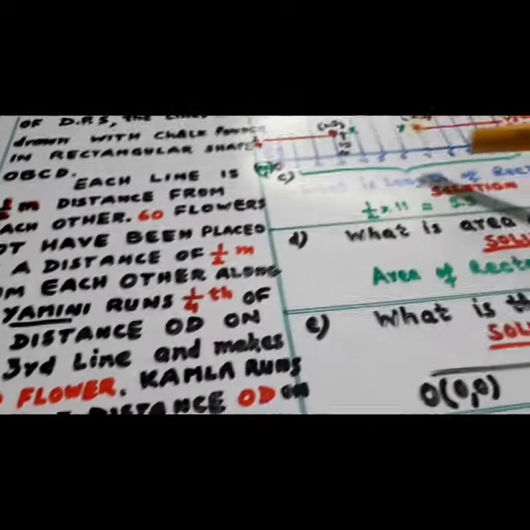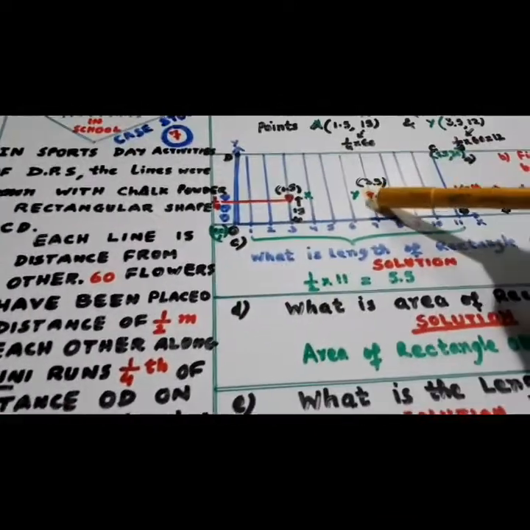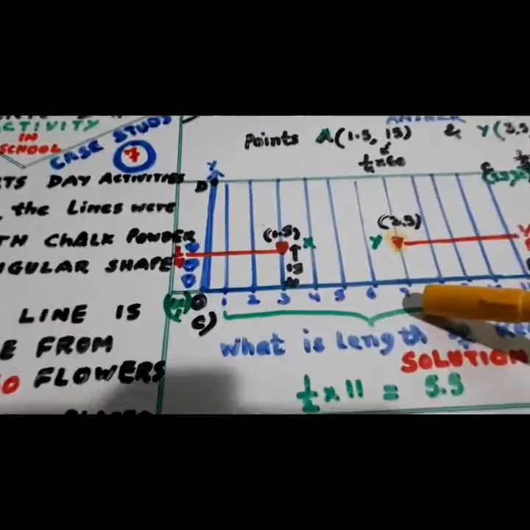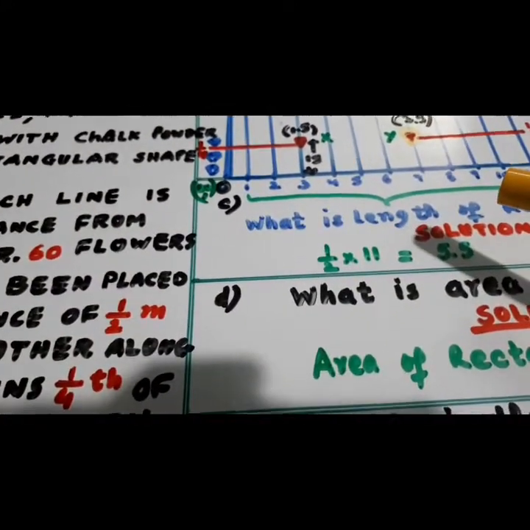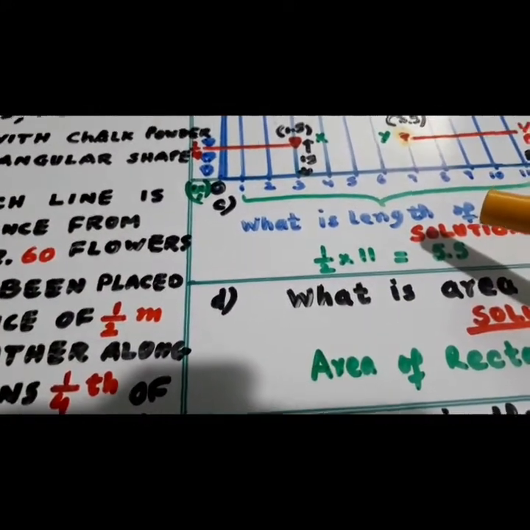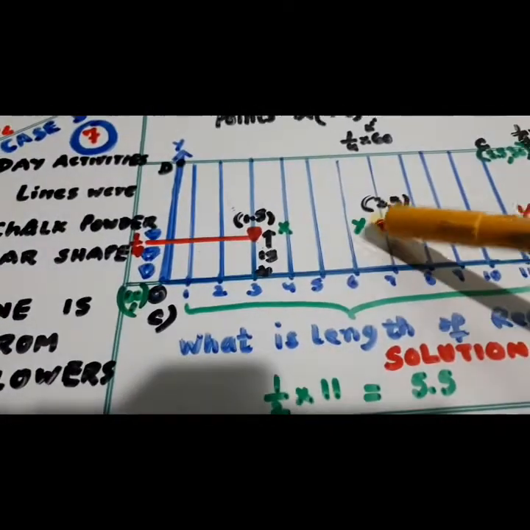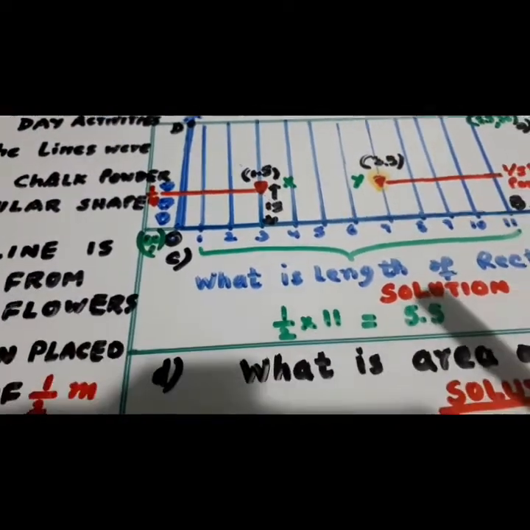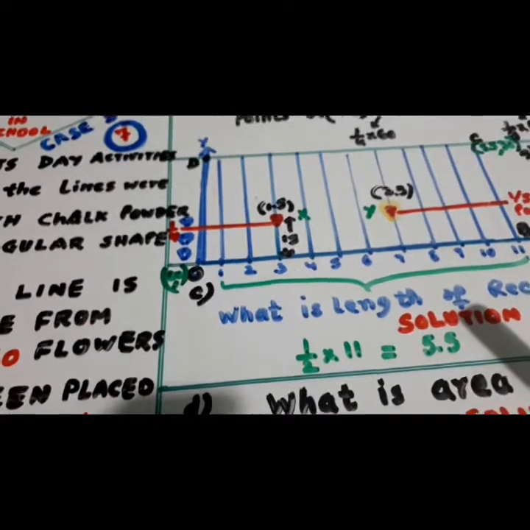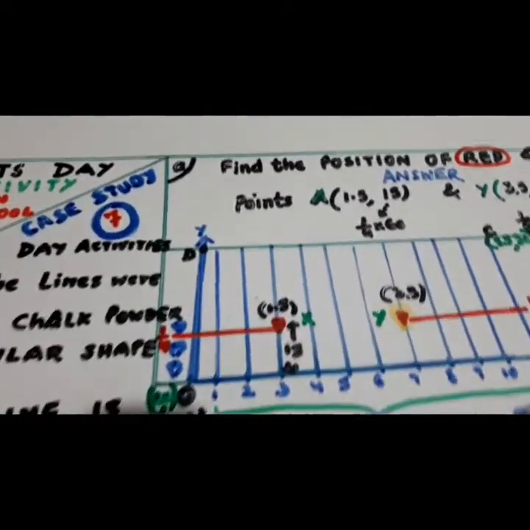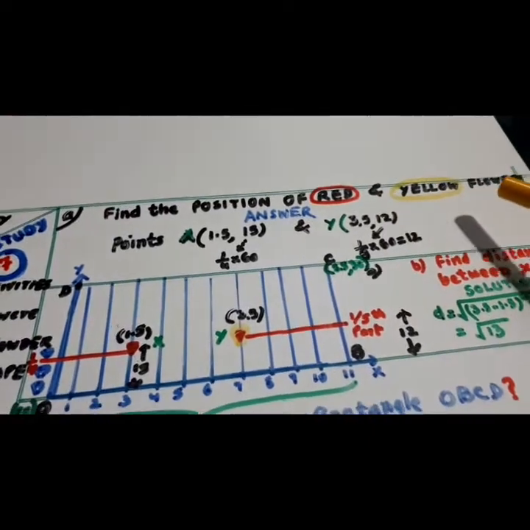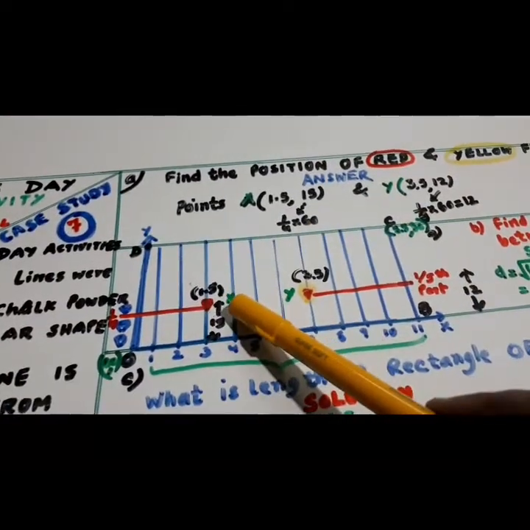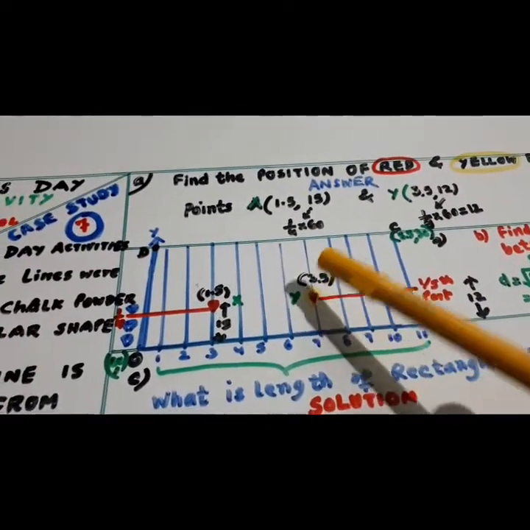Kamala runs, look here, in the seventh line and makes a yellow flower. This is the yellow flower. So we have to attempt the following questions. Find the position of red and yellow flowers. This is the red flower, this is the yellow flower.